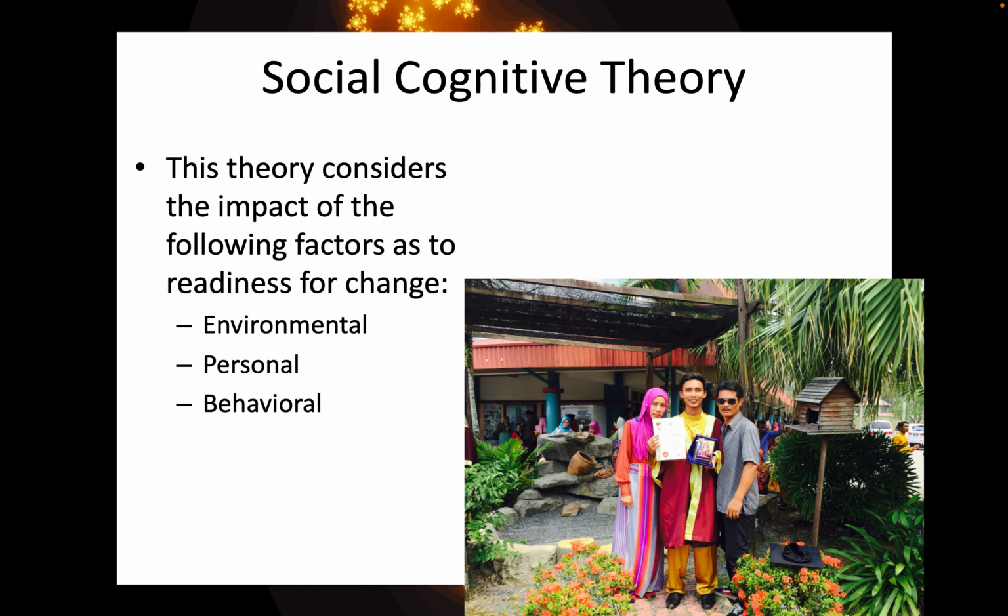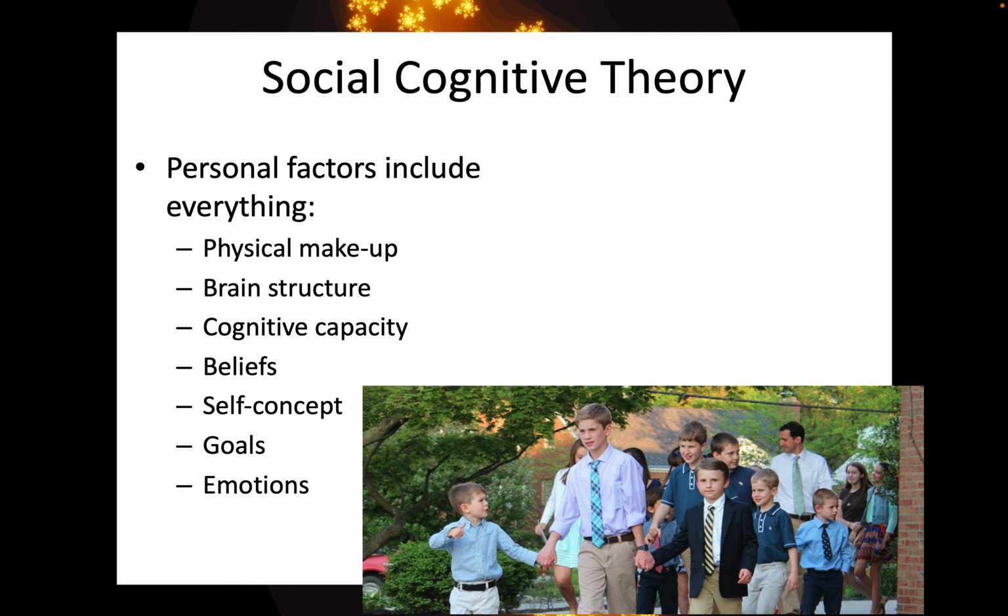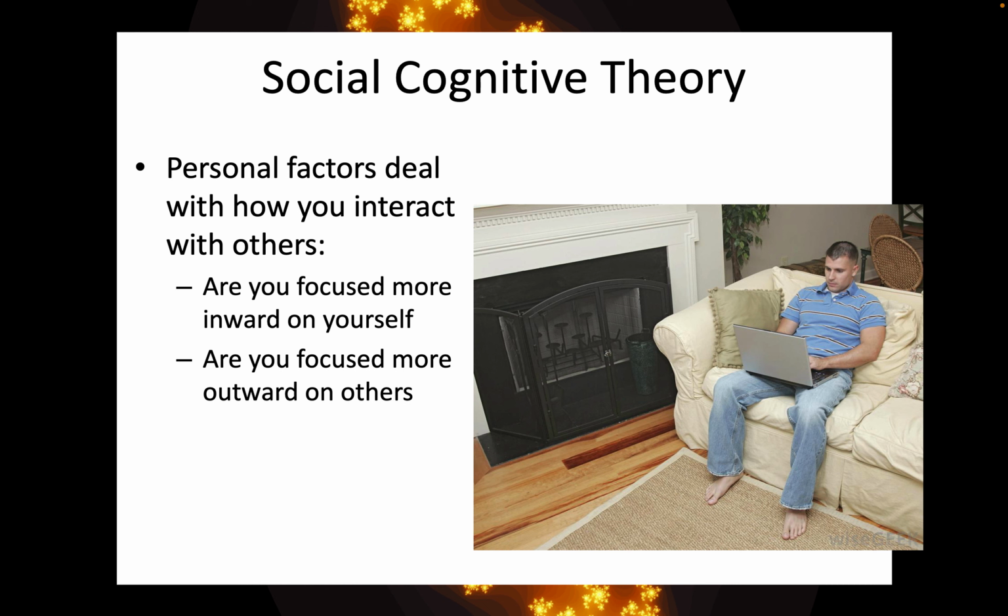This theory considers the impact of the following factors as to readiness for change: the environment, the personal aspects, and the behavioral aspects. Personal factors include everything: physical makeup, brain structure, cognitive capacity, beliefs, self-concept, goals, emotions. Personal factors deal with how you interact with others. Are you focused more inward on yourself, or are you focused more outwards on others?